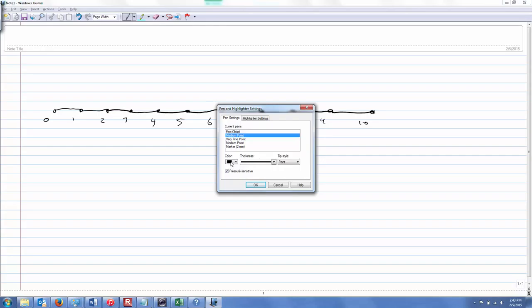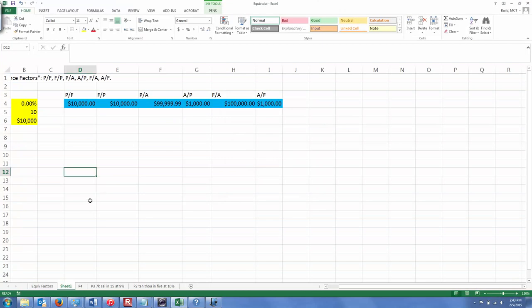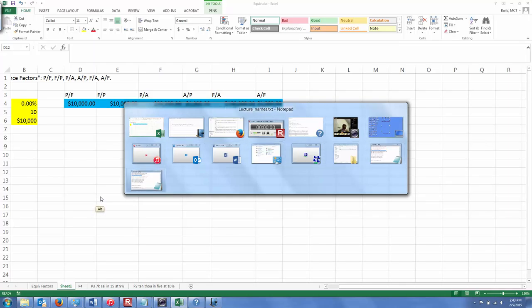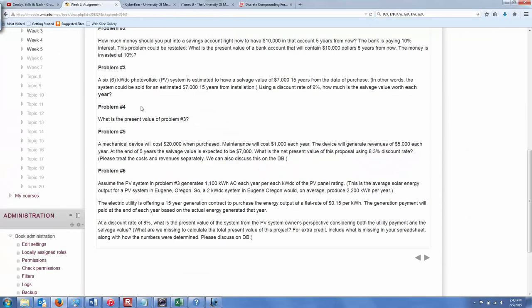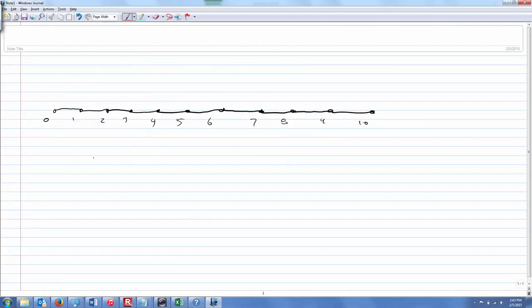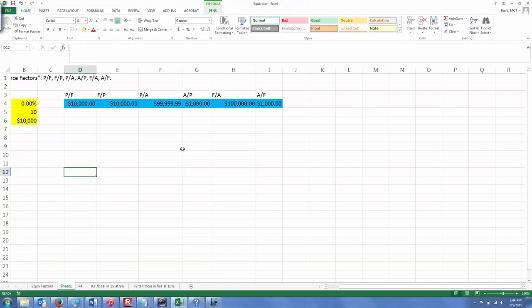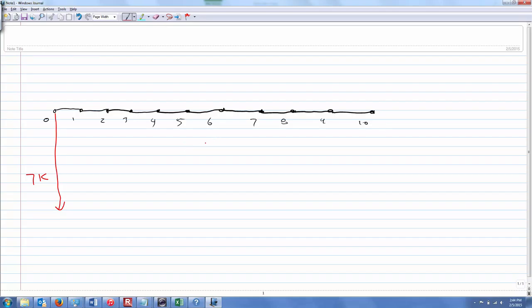Let's just go with red, because initially we're going to go in the red. PV with $7,000. I'm going to have to make more lines. It's okay. I'll make five more. So $7,000. We're going to sink initially, right? 7K. And then I think that's going to be our only loss. Well, we might lose money from the utility.